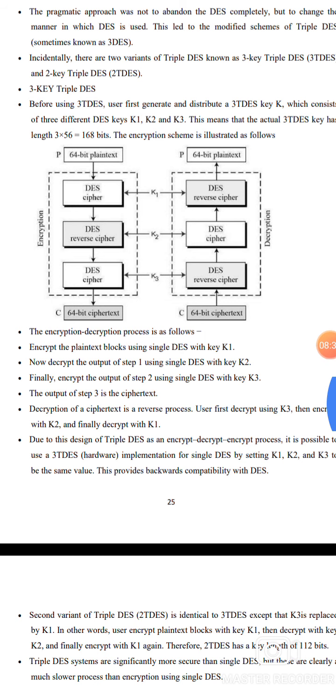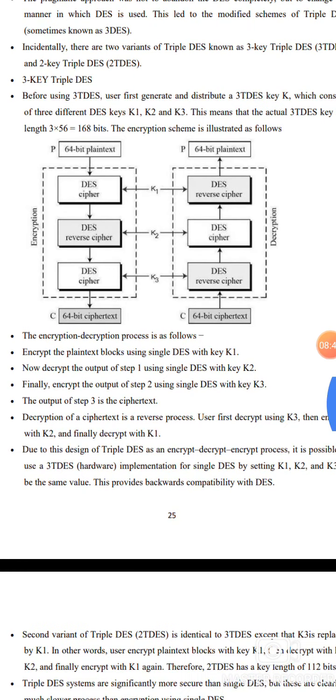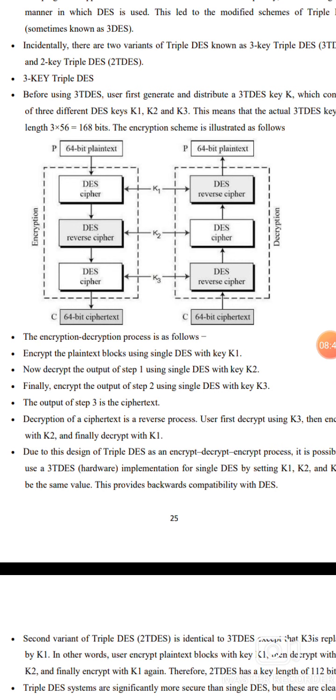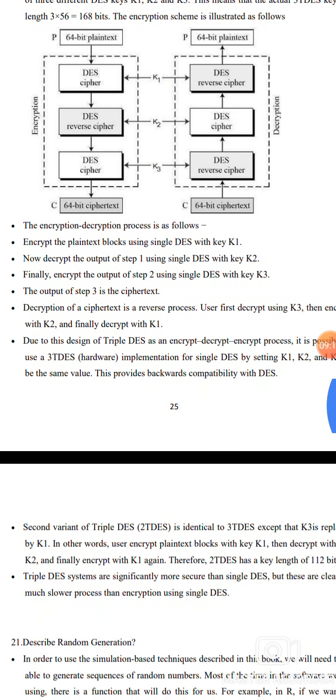This is a diagram of 3DES, the 3-key triple DES, encryption and decryption. The 64-bit plain text goes through DES cipher, DES reverse cipher, DES cipher, giving 64-bit ciphertext. The DES cipher uses K1, the DES reverse cipher uses key 2, and the DES cipher uses K3. Both use the 64-bit ciphertext for encryption and decryption. These diagrams are explained in these different steps.